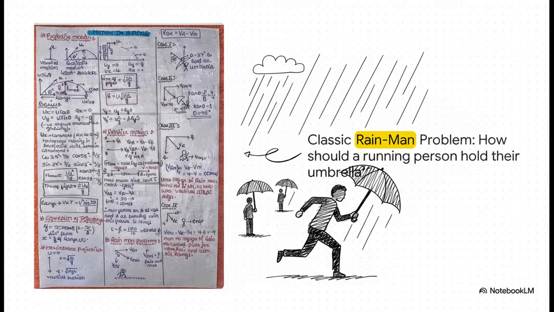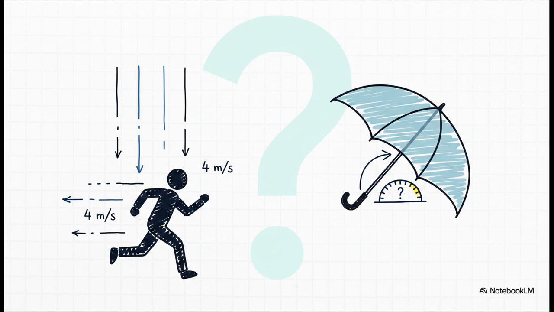And the most famous example of this is, of course, the Rain Man problem. You've got rain falling straight down and a person running forward. So from the runner's point of view, what does the rain's motion actually look like? At what angle do they need to hold their umbrella to stay dry? Let's solve a real problem with some numbers. A person is running forward at 4 meters per second. At the same time, rain is falling straight down, also at 4 meters per second. So, to stay perfectly dry, at what angle from the vertical should they tilt their umbrella?